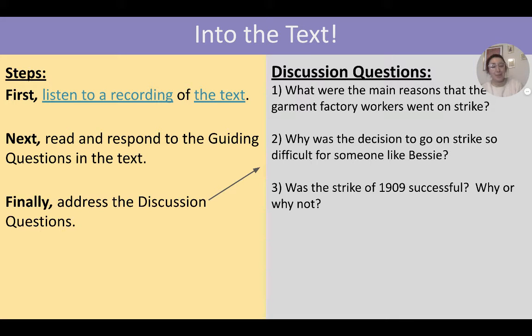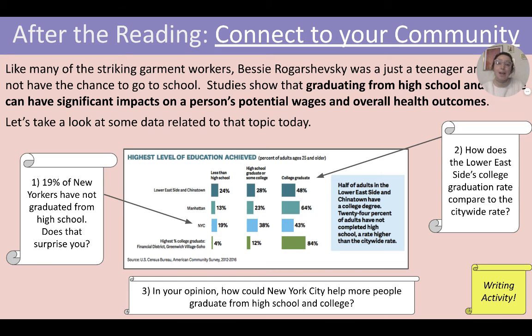All right, welcome back. So I'm sure that we learned a lot about what strikes are and why workers would go on strike. Now we're going to go back to the community health profiles. Like so many of the striking garment workers, Bessie Rogoshevsky was just a teenager and did not have the chance to go to school. Studies show that graduating from high school and college can have significant impacts on a person's potential wages and overall health outcomes. So we're going to take a look at some data related to that today.